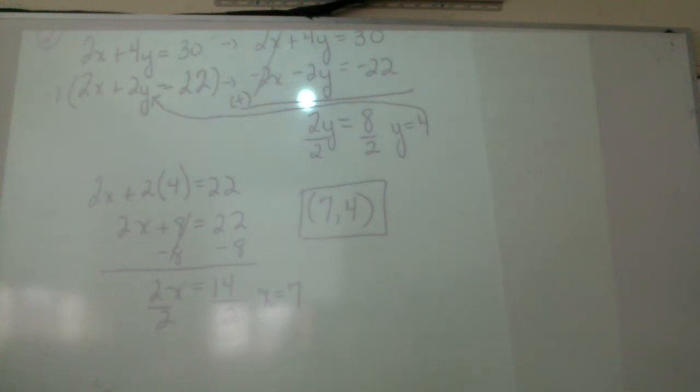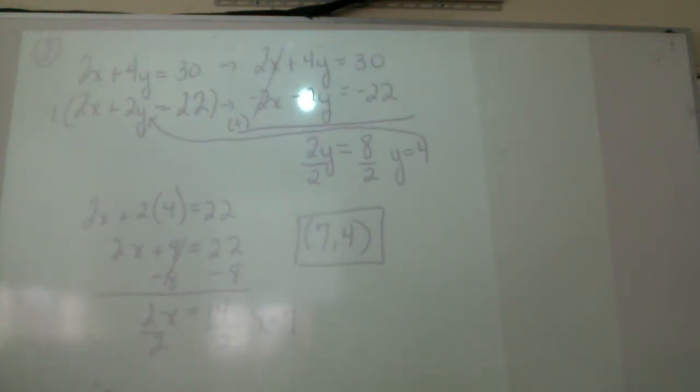If I were to graph these two original equations, if I put them in slope-intercept form, found the slope, found the y-intercept, and graphed them, they would meet at 7, 4.